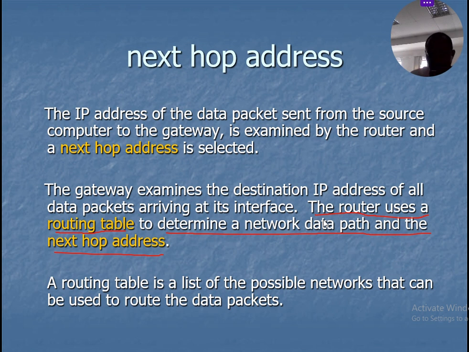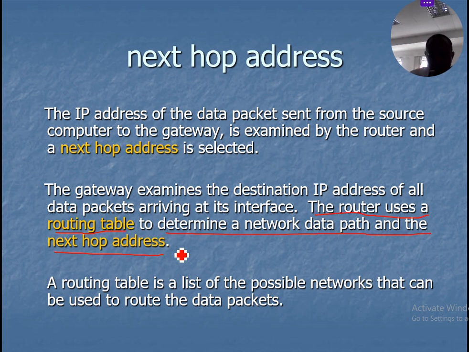The gateway examines the destination IP address of all the data packets arriving at its interface. The router uses a routing table to determine the next hop address, like we established at the beginning of the class. The router uses the routing table to determine a network data path and the next hop address that the data packet will be routed to. A routing table is a list of possible networks that can be used to route the data packet.